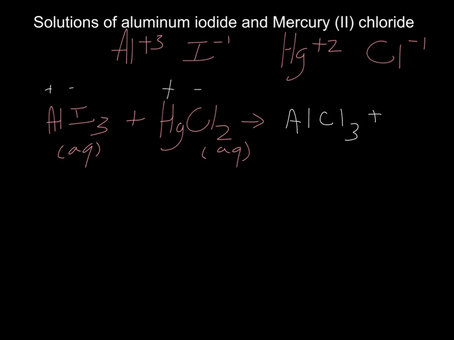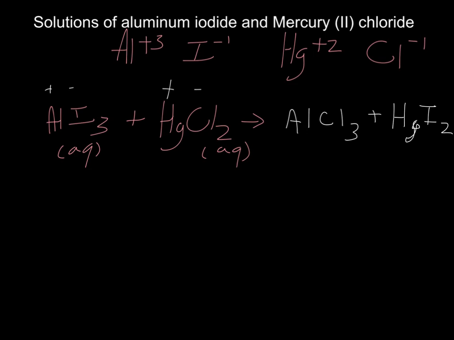So now, let's look at the next one. The mercury is now going to bind with the iodide. Mercury is coming in with a +2. Iodine's -1, so I need 2 of those iodines to balance out the mercury. So, if I want to write that out, HgI2.